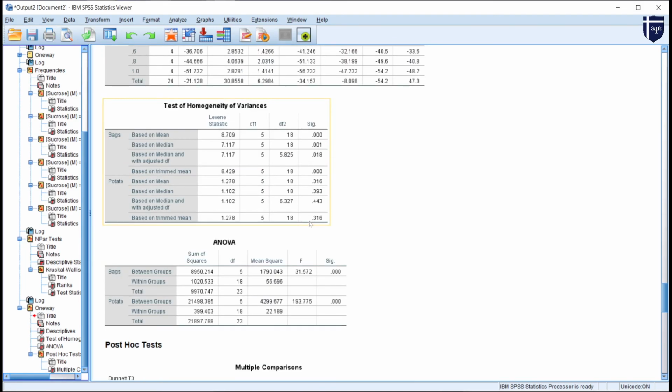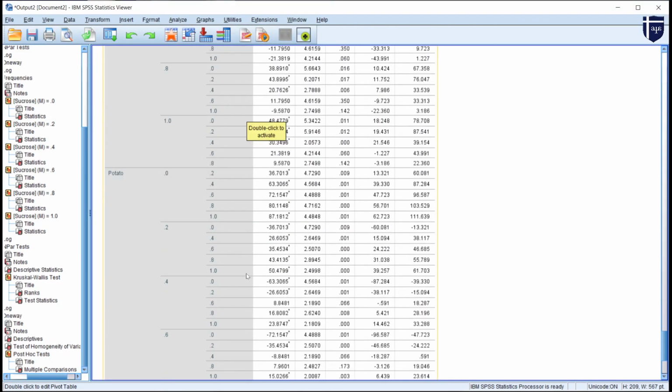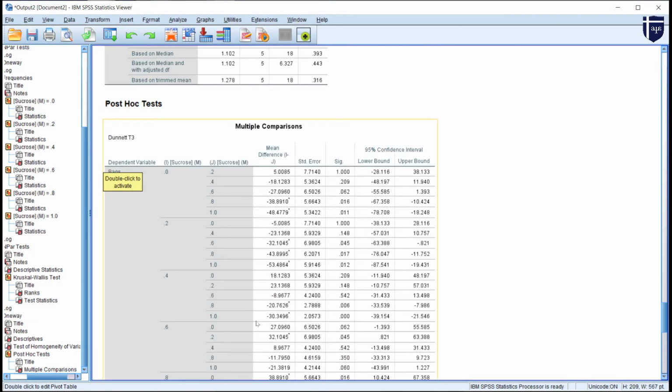So here we go. Here's our descriptives. Here's our homogeneity. We're going to delete this because that didn't matter. And then here, split between bags and potatoes, is the post hoc test. And we're done. And that's it. So all you guys have to do is write a paper now. Oh, I did that in a minute and a half. Wow.